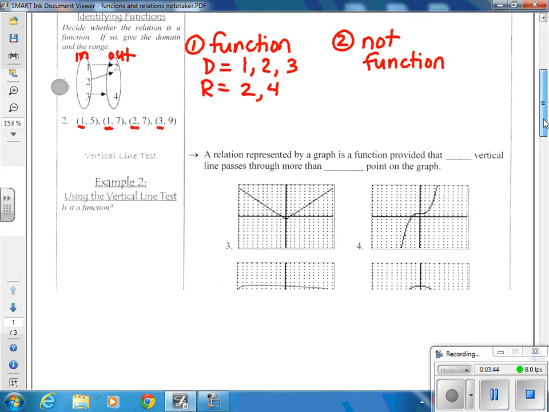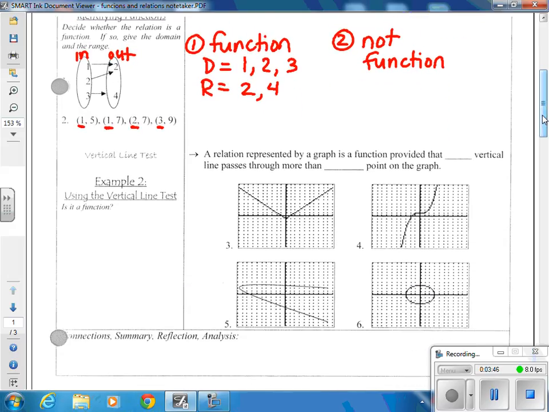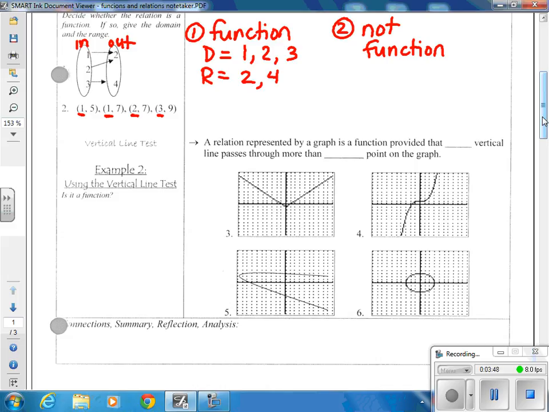Okay, when you have graphs, the x values are not used as often, as there's a special test called the vertical line test. Remember, vertical lines go up and down. So basically what you're looking to see is, can you draw a vertical line through any part of the graph and hit the graph in more than one spot? And that's what this fill in the blank is about.